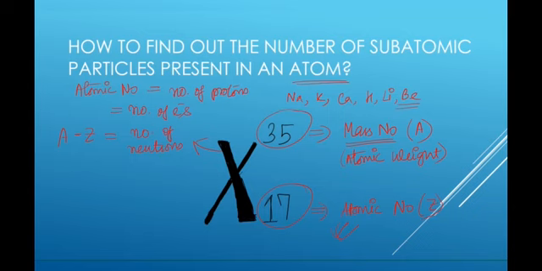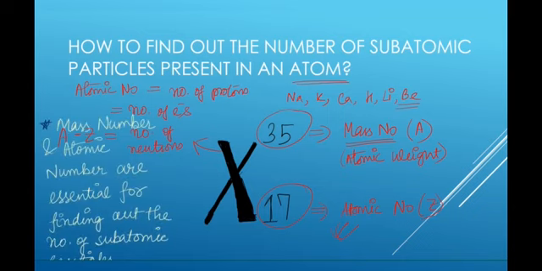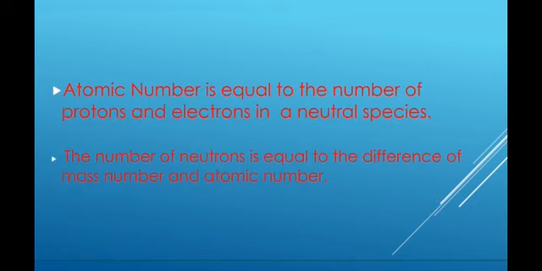Okay. So you can write this thing down, that atomic number is equal to number of protons and electrons in a neutral species. This term is important. If the atom is neutral with no charge, neutral means the charge of the element is neutral or zero, and the number of neutrons is equal to the difference of mass number and atomic number.